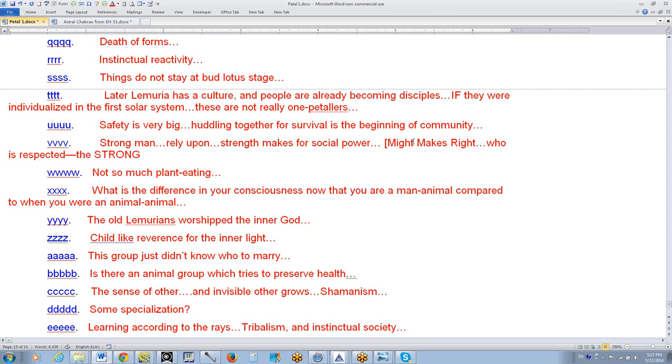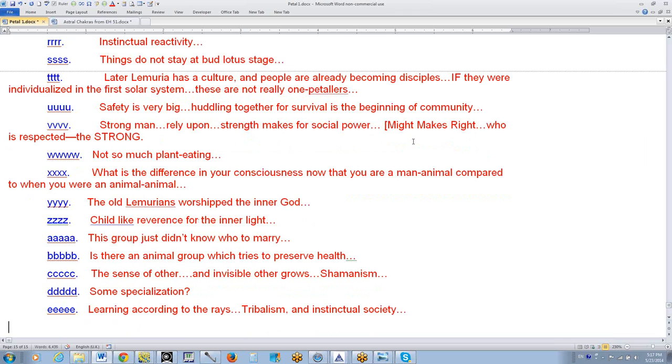Not so much perhaps a plant-eating age until maybe later. It's closer to the animal kingdom, and one looks to the animal for food. What is the difference in your consciousness now that you are man-animal compared to when you were animal-animal? Yes, these are not all in such great order, but these are thoughts as they occurred.